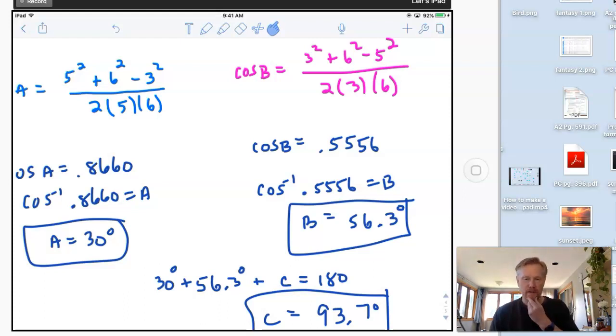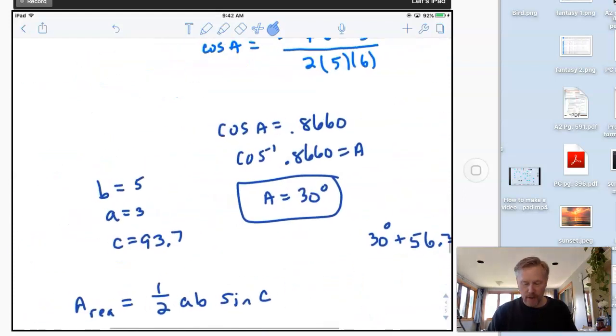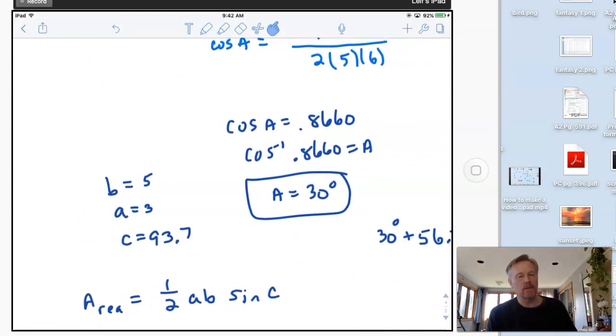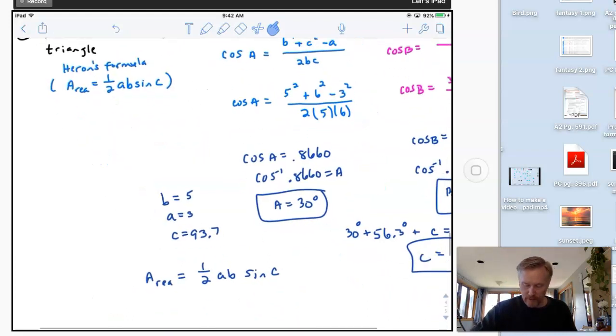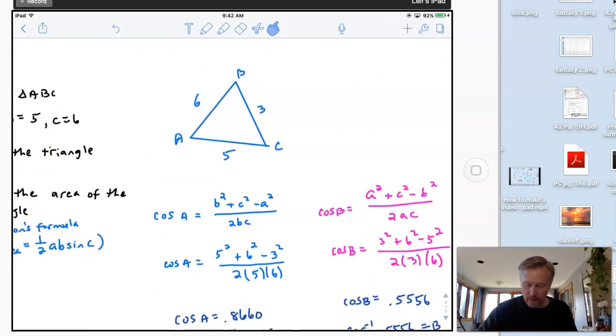I already had all the sides. Now I have all the angles. Now I need to find the area. Okay, so the Heron's formula is this. Area equals 1/2 AB sine of C. Okay. Which if you look back is kind of like that side angle side thing again. A, B, and sine of C. So your angle is here, and I'm using side A and B. Anyway, that's the setup you use.